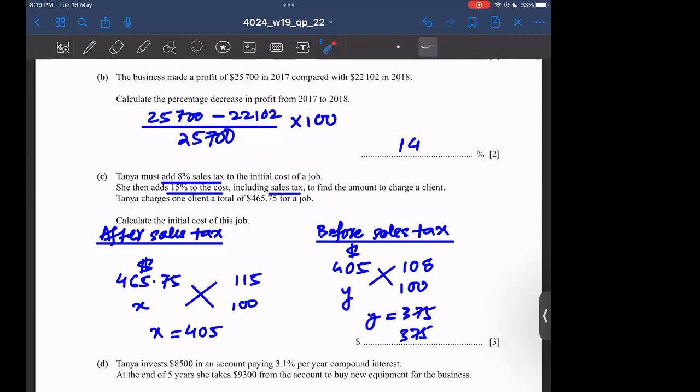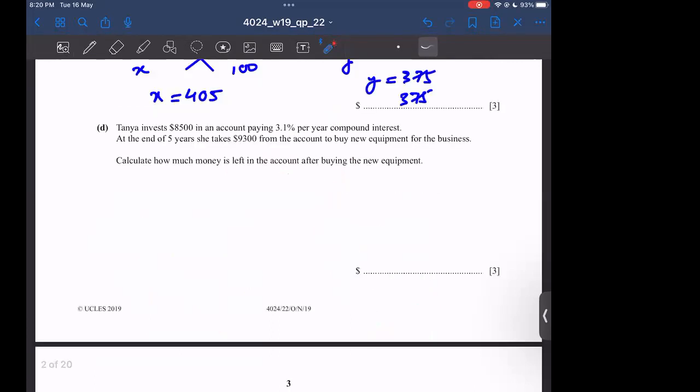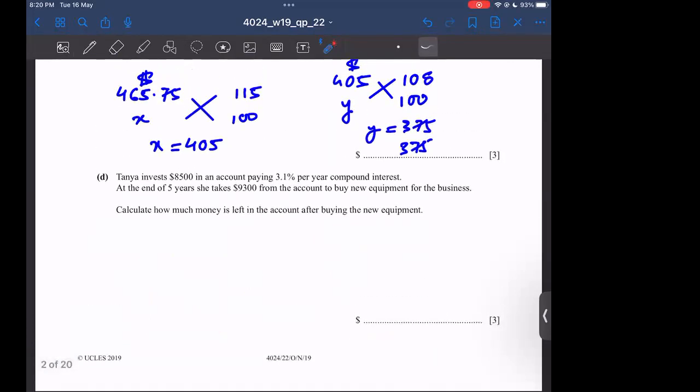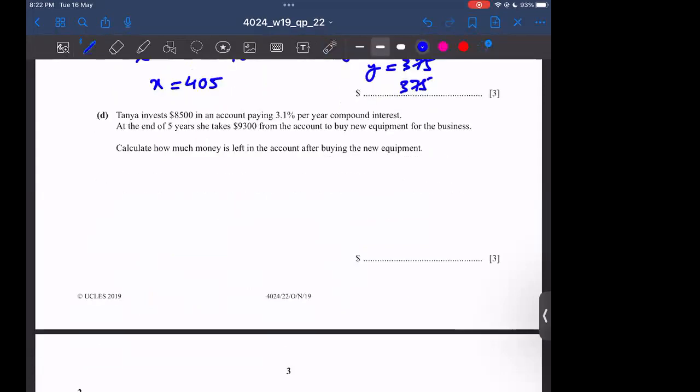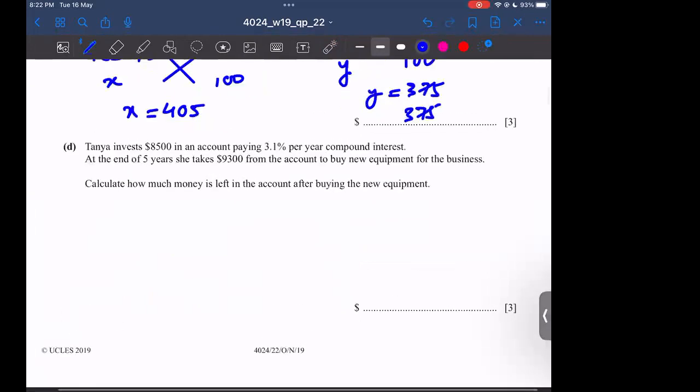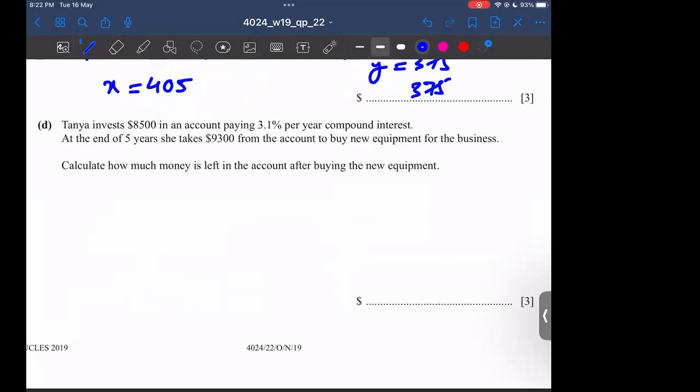Now we have, in B part, this one is the question. Tanya invests $8,500 in an account, paying 3.1% per year compound interest. At the end of 5 years, she takes $9,300 from the account to buy a new equipment for the business. Calculate how much money is left in the account after buying the new equipment.